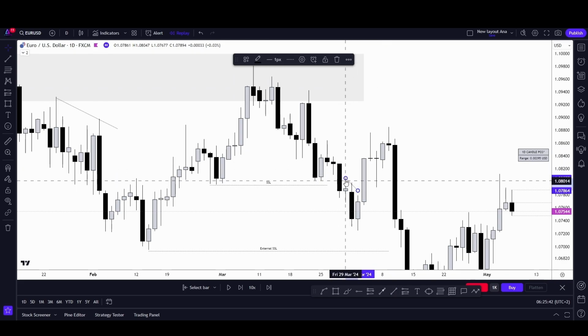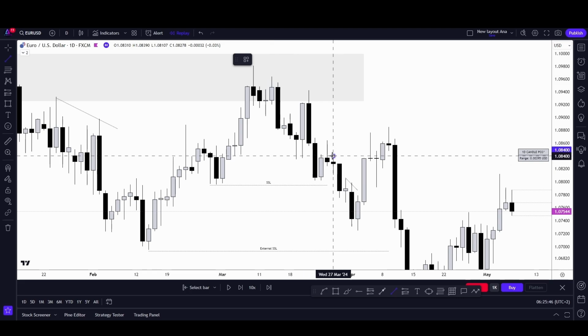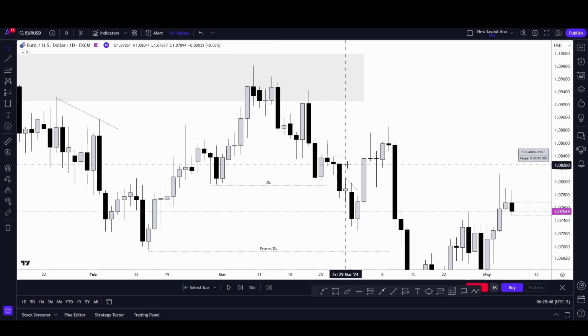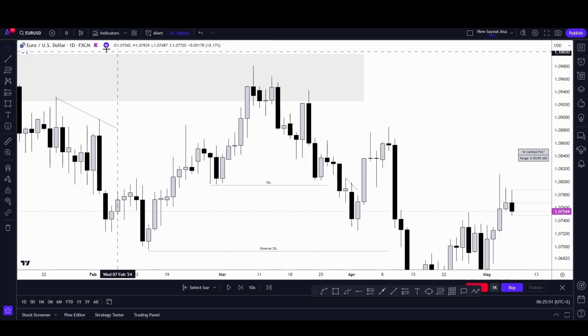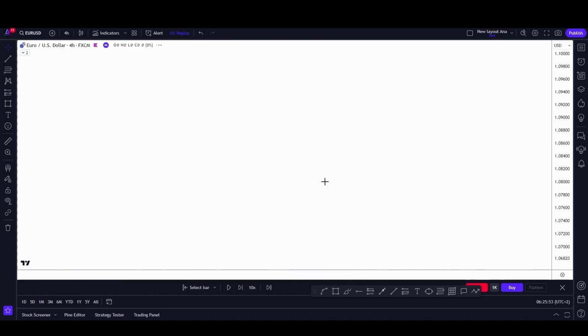This is a daily high. Here we have more daily highs that price has targeted. Oops, I'm sorry. Let me even go to a 4-hour chart.